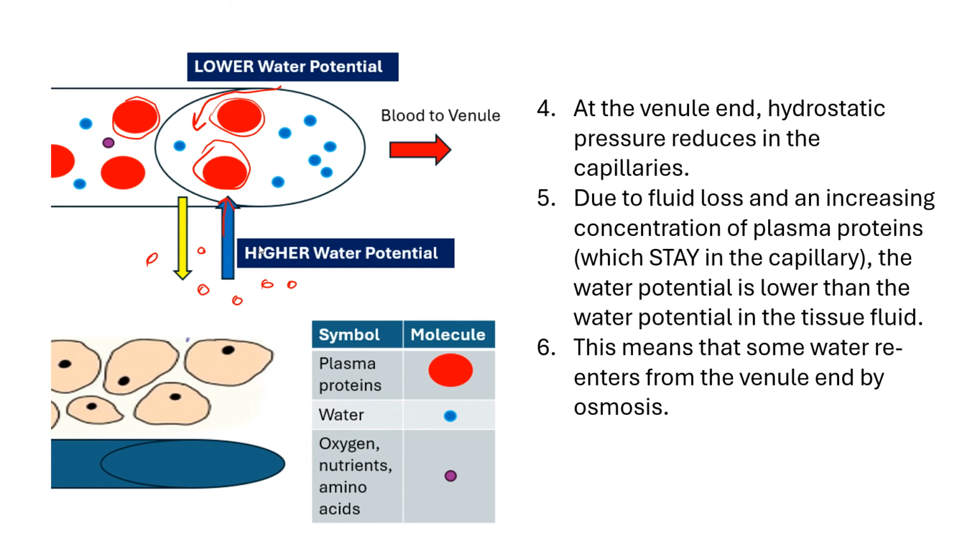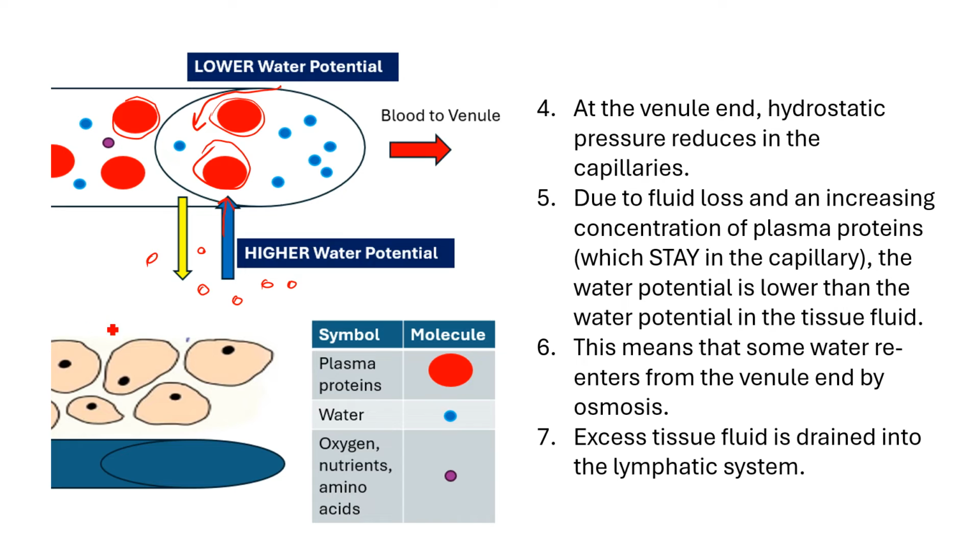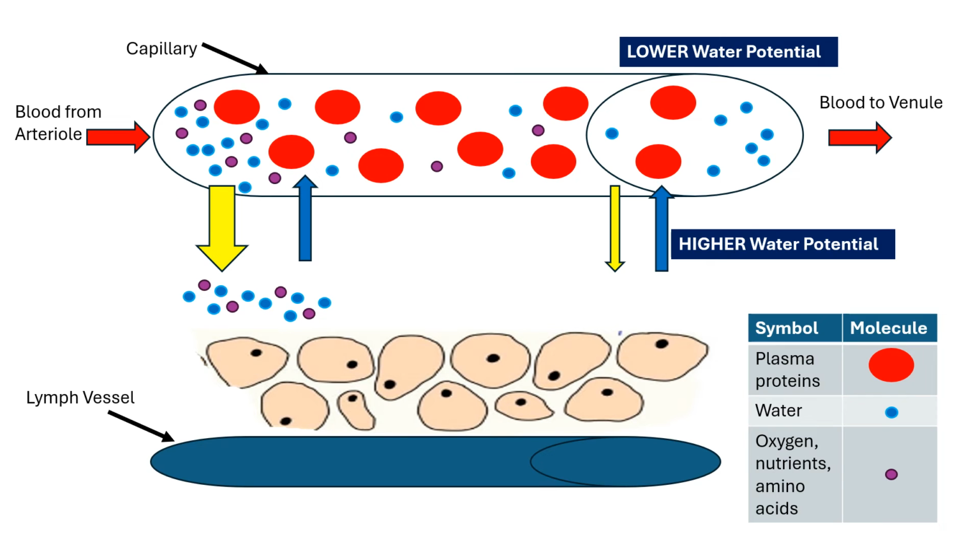So it enters the venular end by osmosis, and any excess tissue fluid between the cells is drained into the lymphatic system and moved through to the blood at the vena cava. So this summarizes the whole thing. You've got to remember two main things: hydrostatic pressure and water potential, and this allows osmosis. At the arterial end, hydrostatic pressure has a greater effect, whereas at the venular end you've got osmosis occurring because of a difference in water potential.